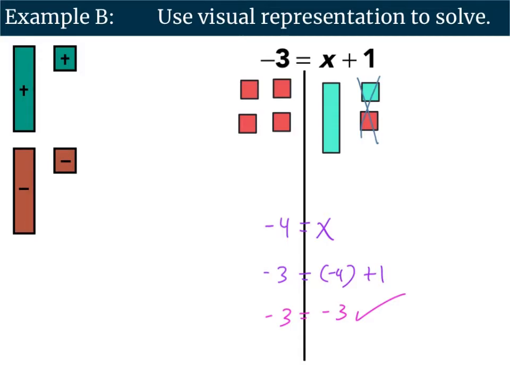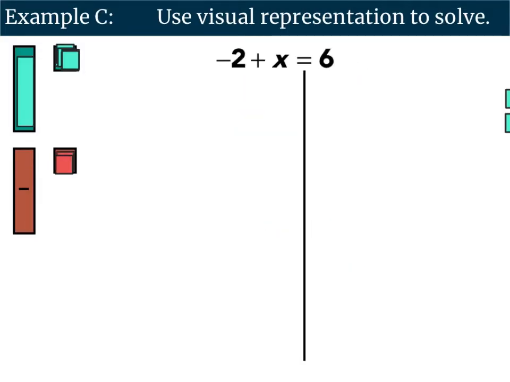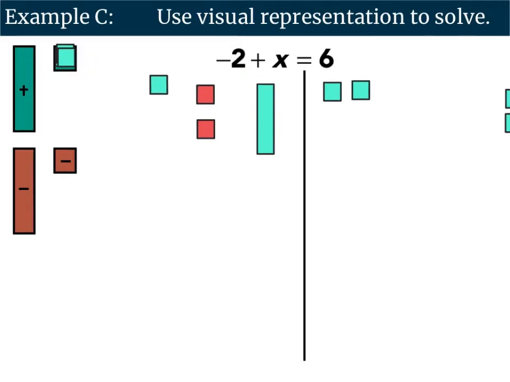Now let's take a look at example C. So here we are in example C, and it says minus 2 plus x equals 6. So again, I've got my line down for my equal sign, and I'm going to have to build my equation. So I've got negative 2 there, so I'm going to have negative 2 blocks there. I got a positive 1x, so I'm going to have an x block there. And then I've got positive 6 on the other side, so I'm going to have 6 blocks on that side.